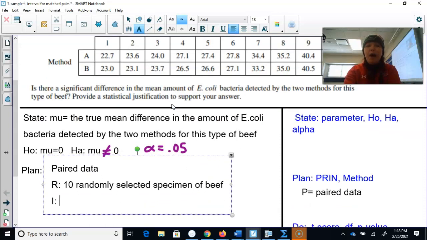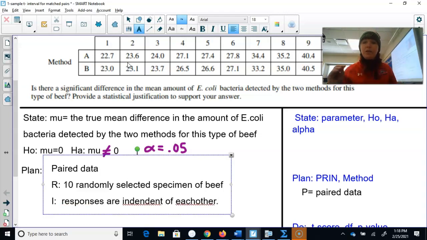Now, this is different. We're not going to do that 10% rule anymore. When we have a matched pairs experiment, this data is actually not independent of each other, but what we say is responses are independent of each other, okay? So that's new learning here.